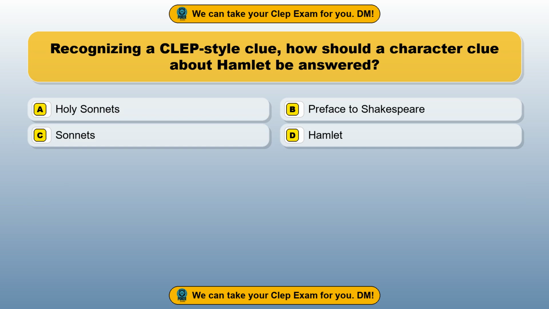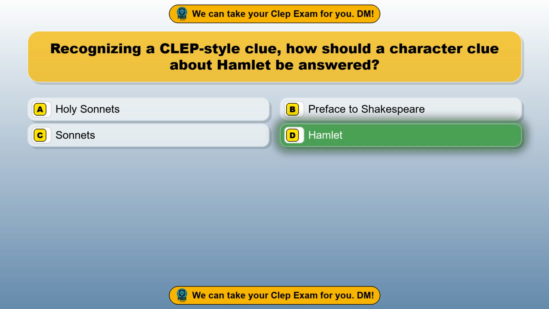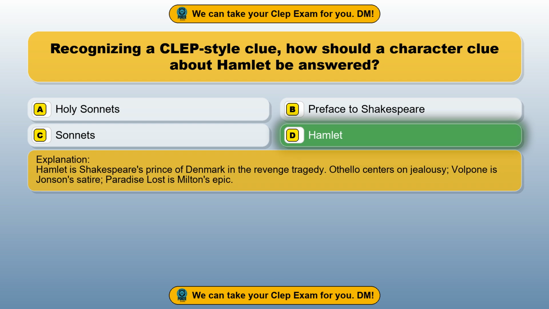Question 40. Recognizing a CLEP-style clue, how should a character clue about Hamlet be answered? Option A, Holy Sonnets. Option B, Preface to Shakespeare. Option C, Sonnets. Option D, Hamlet. The correct answer is option D, Hamlet. Hamlet is Shakespeare's Prince of Denmark in the revenge tragedy. Othello centers on jealousy, Volpone is Jonson's satire, Paradise Lost is Milton's epic.